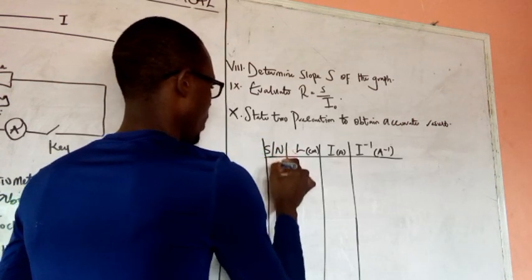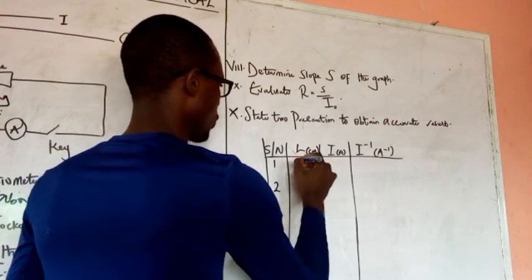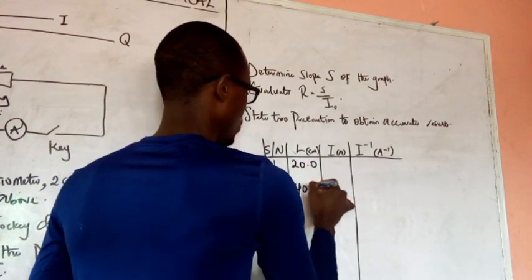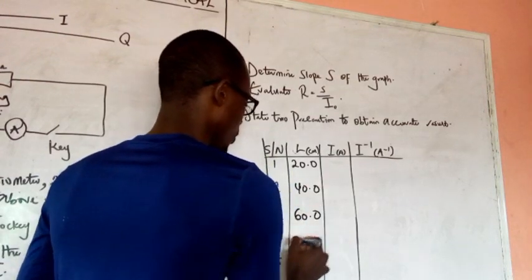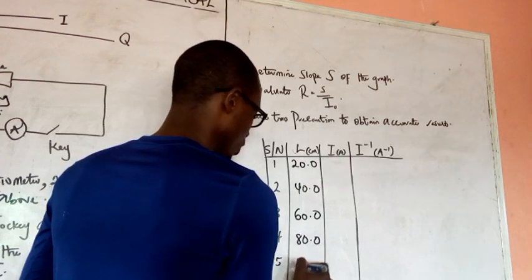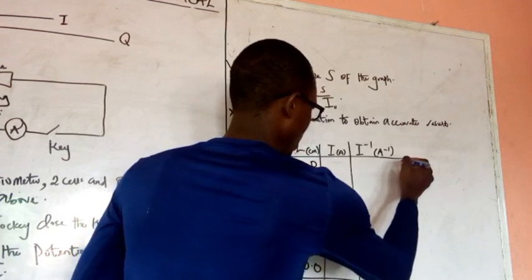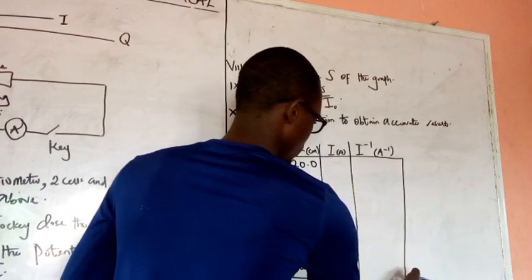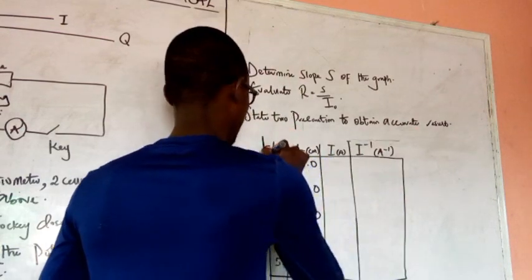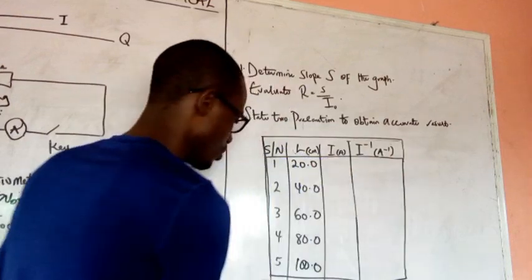So in this case, we have five values, which is 1, 2, 3, 4, 5. In each case, we have L as 20.0, 40.0, 60.0, 80.0, and 100.0. So in each case, we are going to record our I and I inverse. So this is my table. This is the table of the experiment.